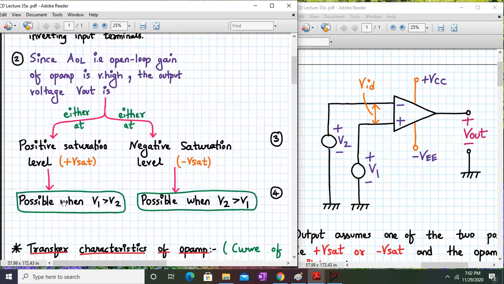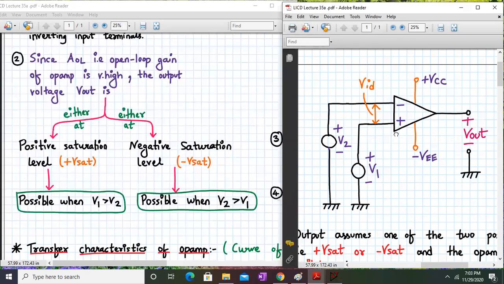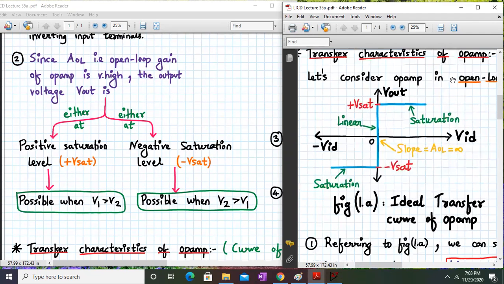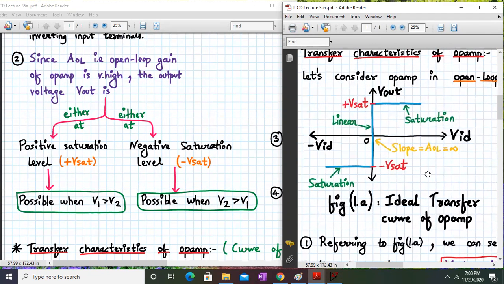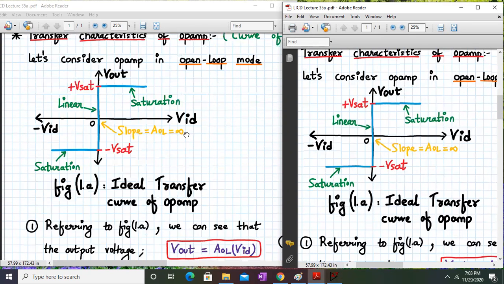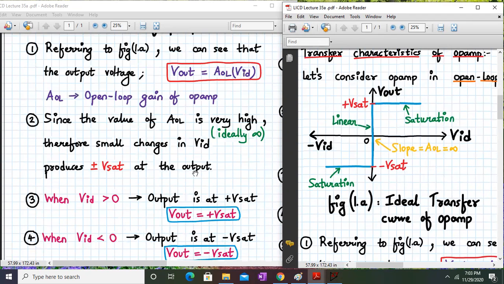Now, when it is a positive saturation, whenever V1 voltage, the voltage at the non-inverting terminal, is greater than the voltage at the inverting terminal, that is V2. So whenever voltage V1 is greater than V2, output will be at positive saturation level, that is plus Vsat, and whenever V2 is greater than V1, the output will be at negative saturation, that is minus Vsat. So the resultant transfer curve will look something like this. This is the curve for the op-amp in open loop configuration, the ideal transfer curve for the op-amp.